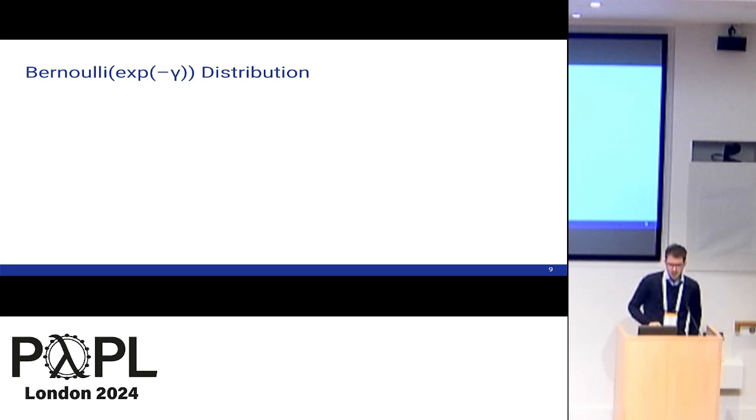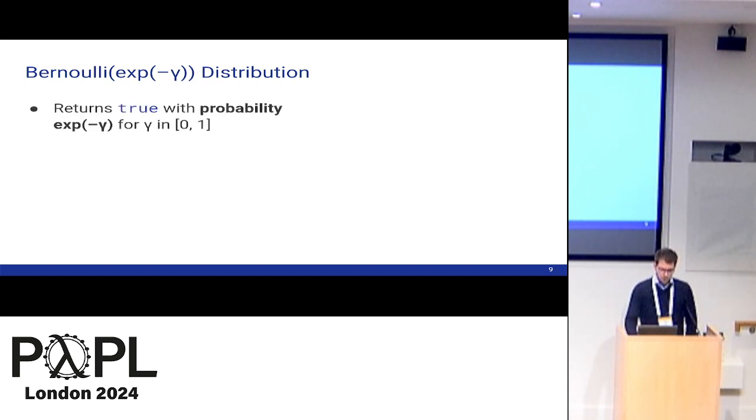Now I want to talk to you about my project during the internship, which was to implement and verify the Bernoulli exponential distribution. And I think this is a nice example because it illustrates many of the challenges we faced. So on the surface, it's quite simple. It returns true with probability exponential of minus gamma, assuming that gamma is between 0 and 1. But this is actually quite tricky because we can only use rational numbers in the computations. But the probability we get in the end is irrational. In fact, this distribution is the source of irrational probabilities for all the samplers in the library.